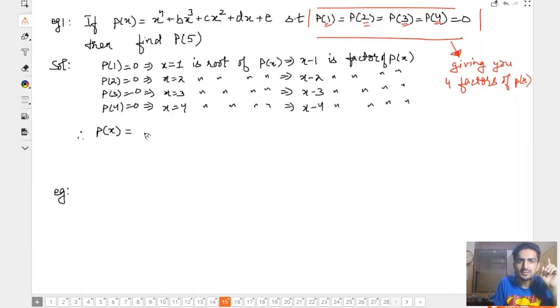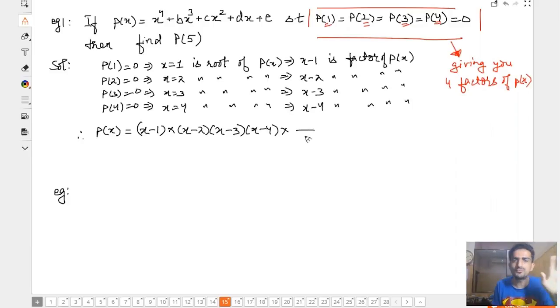P of x, you have 4 factors of P of x. So P(x) must be of the form (x minus 1) into (x minus 2) into (x minus 3) into (x minus 4) into something. It can be of this form only because that is the meaning of factor, no? If x minus 1 is a factor, it means P of x is (x minus 1) into something. So we have 4 factors.